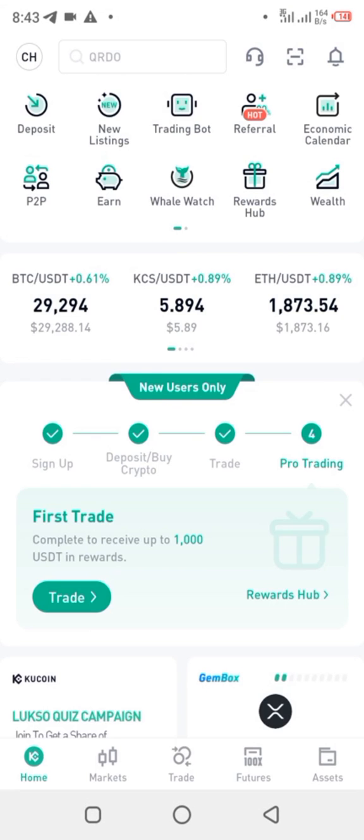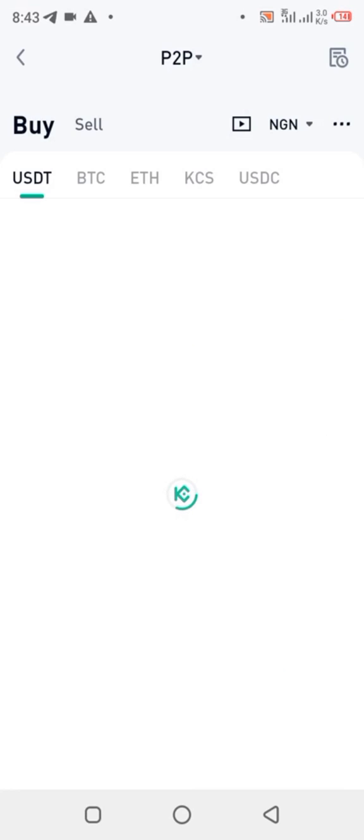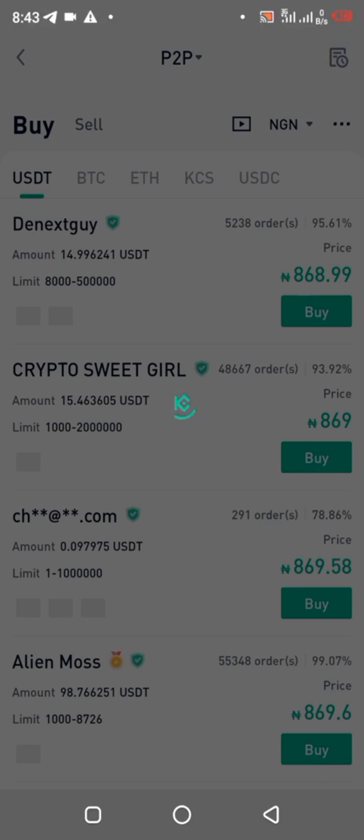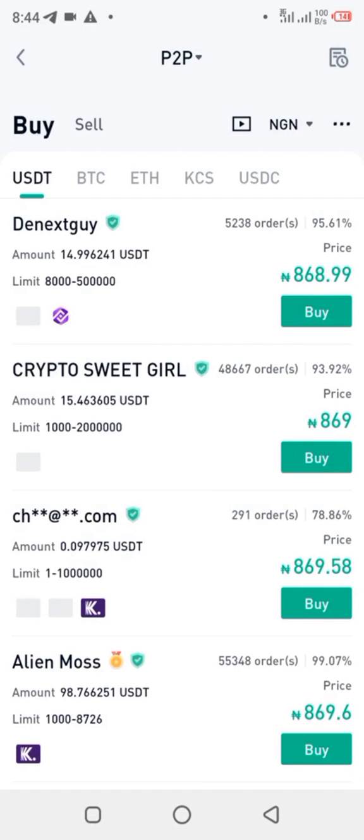In case you don't have another platform where you can transfer from, you can switch to P2P trading so that you can buy crypto assets by yourself. You can buy USDT, BTC, Ethereum, or USDC. In this case, we will be buying USDT. So what you have to do is to click buy so that you will buy USDT.